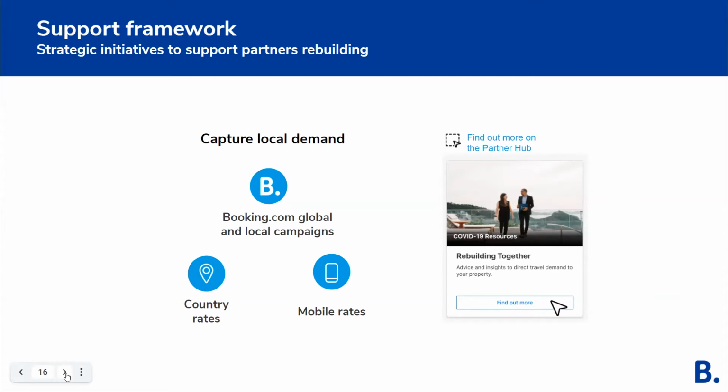And then country rates is where you can apply a specific rate for a country, where perhaps you can see customers are searching from a specific country and you want to target those. You can add a country rate to help increase bookings from those set countries. So also a really key one to target different business.